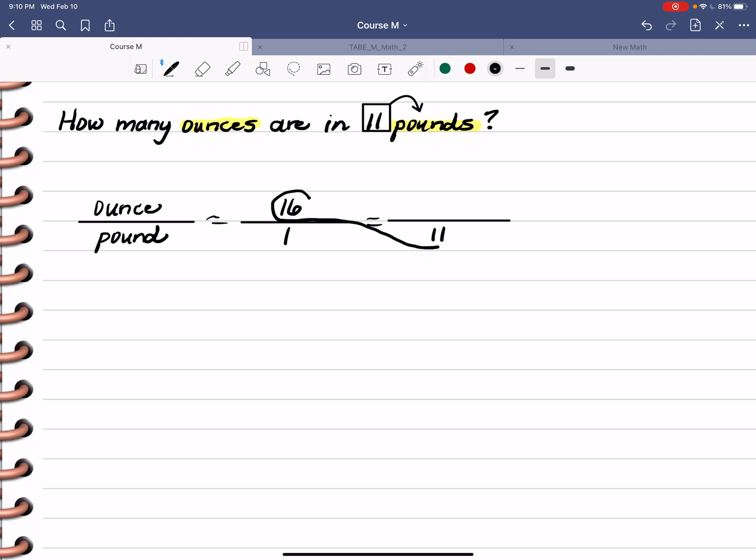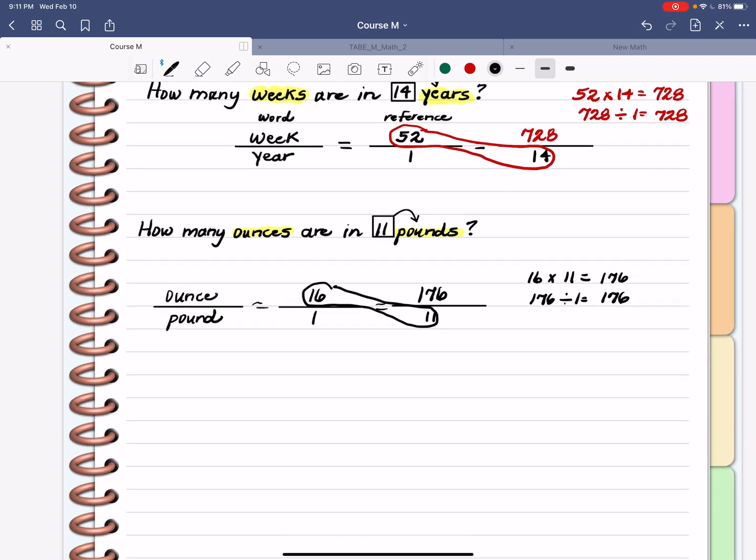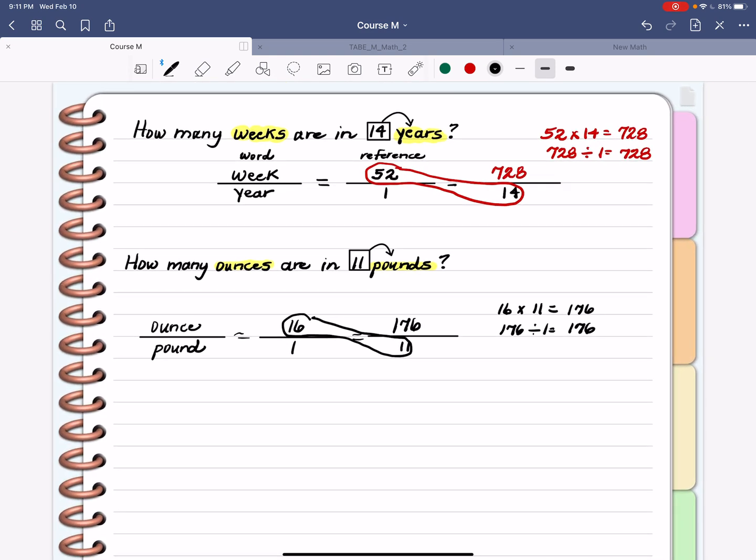And let's draw the peanut. You always multiply the peanut. 16 times 11. And this is actually called solving a proportion, guys. So 16 times 11 is 176. And 176 divided by 1 is 176. So there are 176 ounces in 11 pounds. So you see that process doesn't change. The reference ratio changes, whether you're dealing with weight or time or distance, but this process will never change.